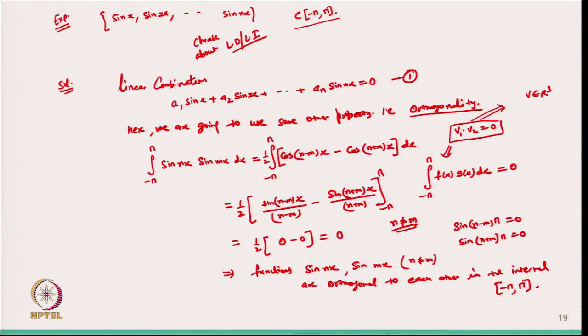Now, let us use this property. So, now I have a1 sin x plus a2 sin 2x up to an sin nx equal to 0. This is the equation we already have, equation 1. Now, what I do is multiply equation 1.